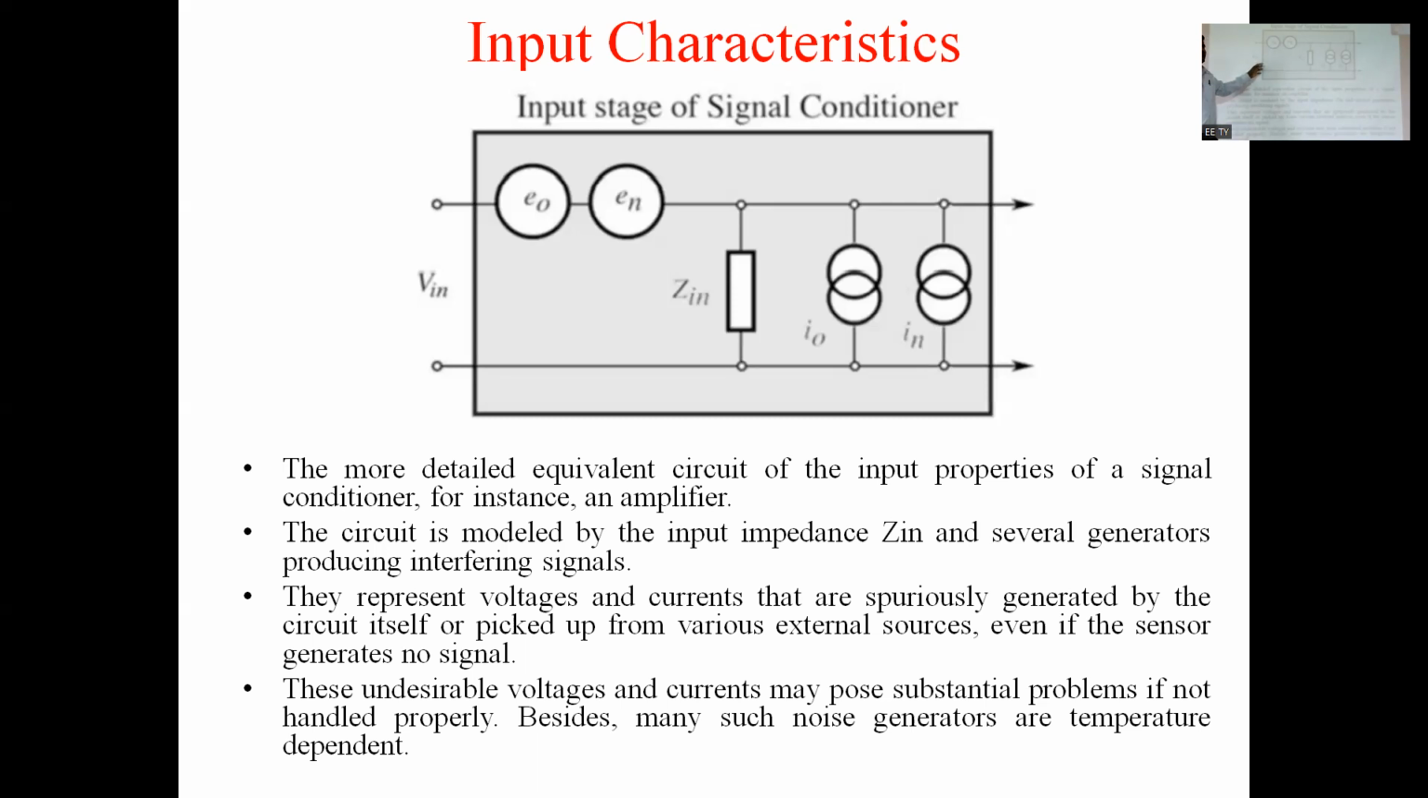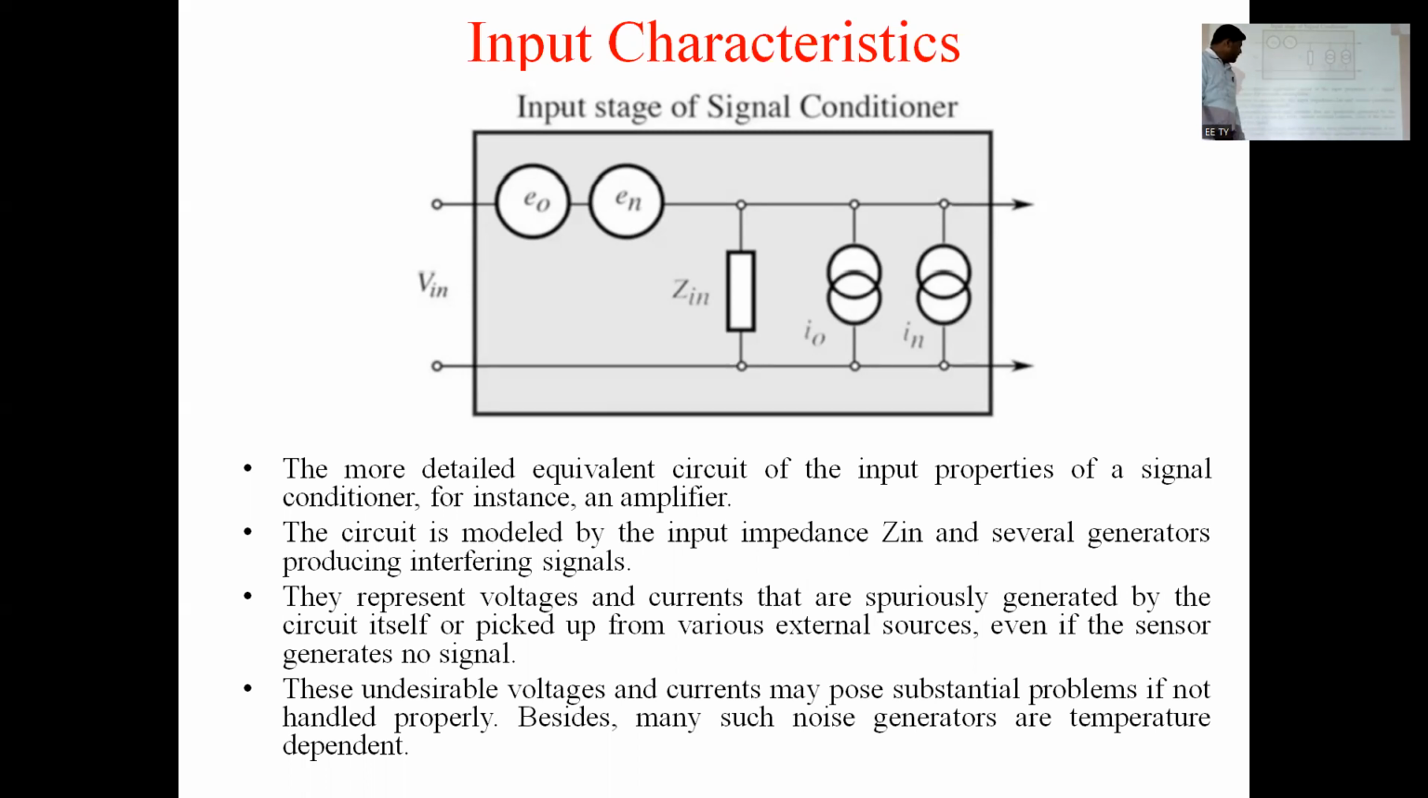If the sensor will not generate any output or low level output, to compensate that value, we require some voltage generator and some current generator. So current generator can be connected in parallel, voltage generator can be connected in series. Voltage generator series मध्ये connect केले. So these undesirable voltage and current may pose substantial problems if not handled properly. Right? If the collected voltage or the compensated current or voltage is not handled properly, then it will make some problem in that circuit.